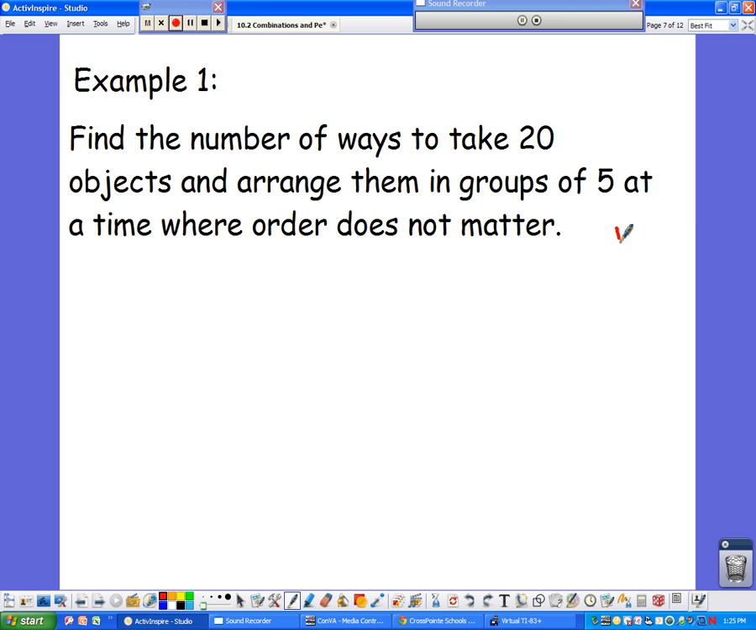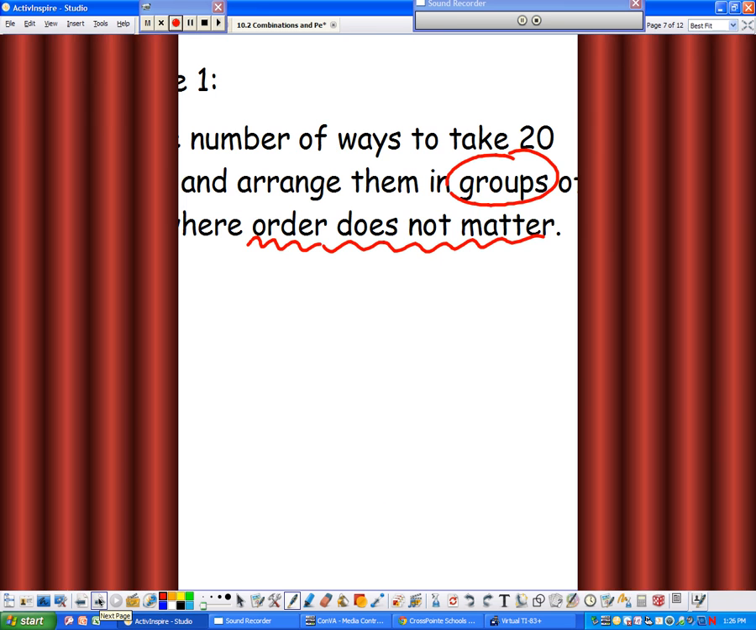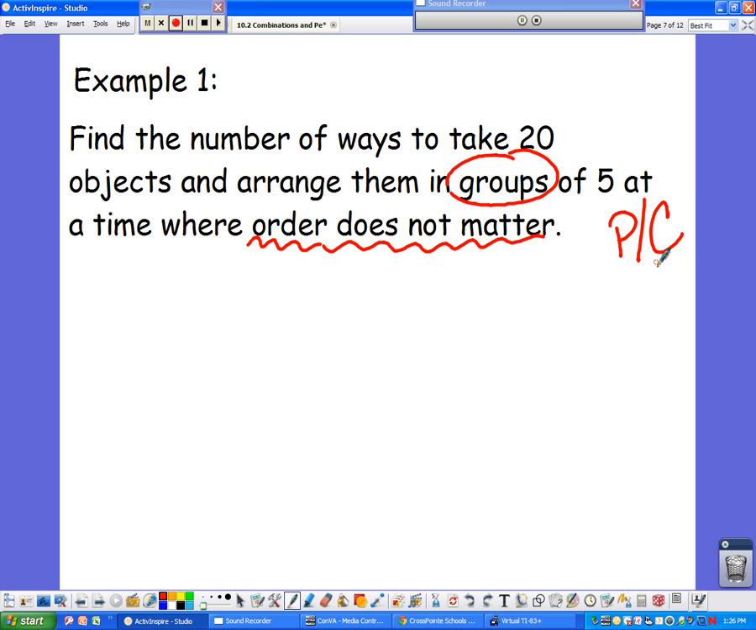So we'll do permutations and combinations. Now, if you remember, we're talking about groups, and this problem already tells you that the order doesn't matter. So if you look back at our cheat sheet, the one where order is not important is a combination. Now you're going to start off by solving these the exact same way. So this one is a combination.